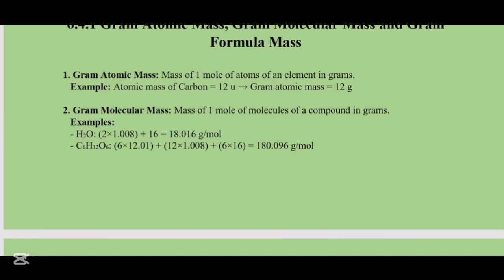Same for glucose. As you can see, the atomic mass unit of glucose is 180.096. If you want to convert it to gram molecular mass, just replace the AMU or the G with MOL.